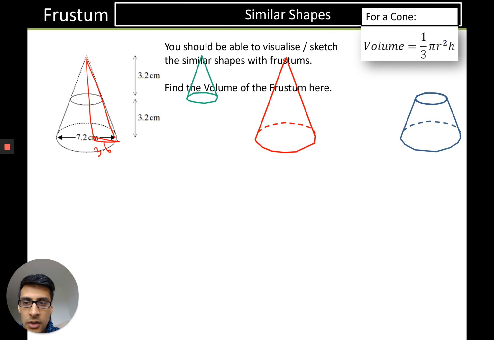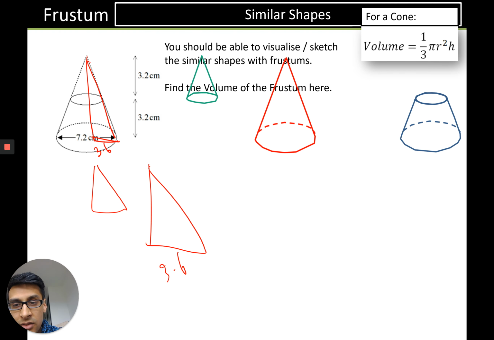So the big triangle, I'm just going to sketch it out here. 3.6, and then the small triangle. I know the height of the small triangle is 3.2, and the height of the big triangle is 6.4. So that's just telling me the scale factor is 2. So 3.6, I then have to divide that by 2 again to work out this length here. So 3.6 divided by 2 is going to give me 1.8. That's the radius there. It's the value of x.